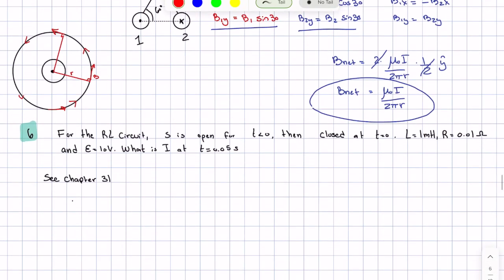We're going to move on now to 6. This one's also a little bit easier. You have an RL circuit and S is open for t less than 0, then closed at t equal to 0. You're given L, R, and E. What is I at t equal to 0.05?